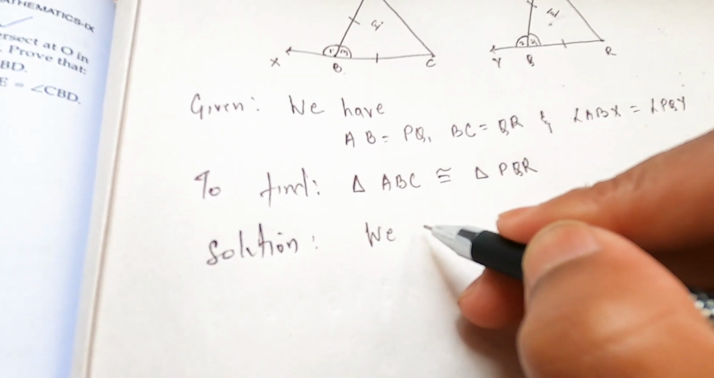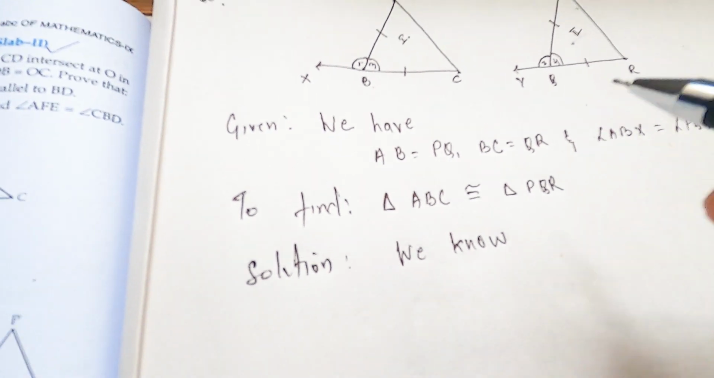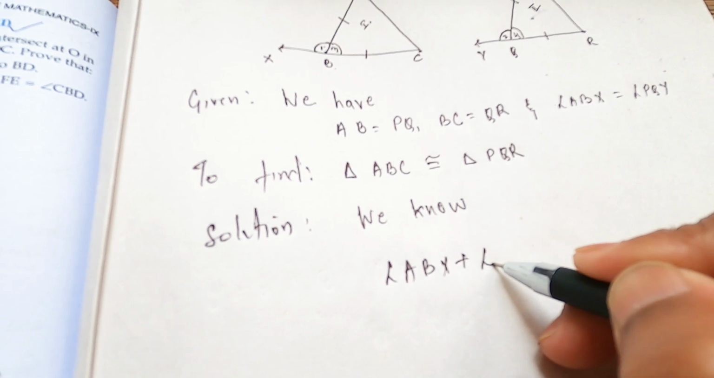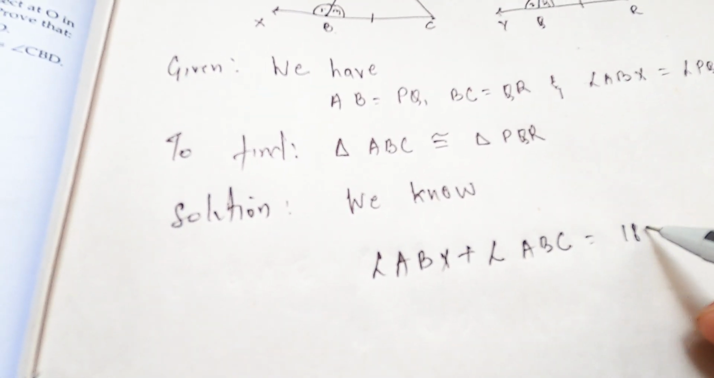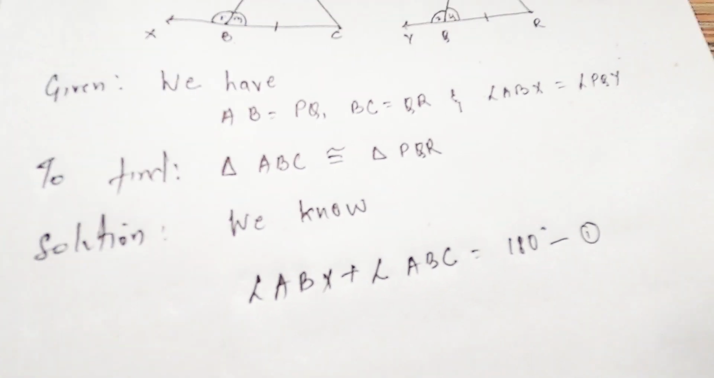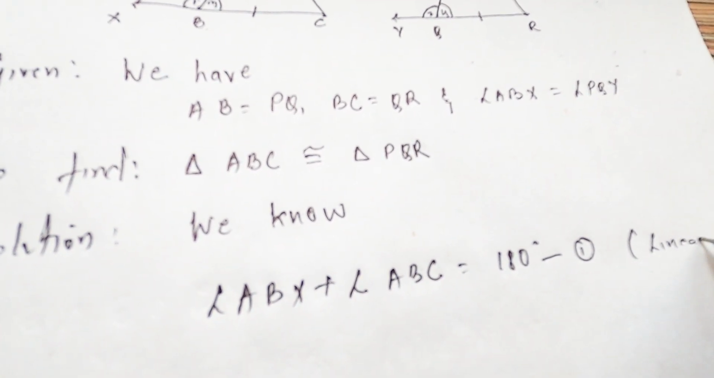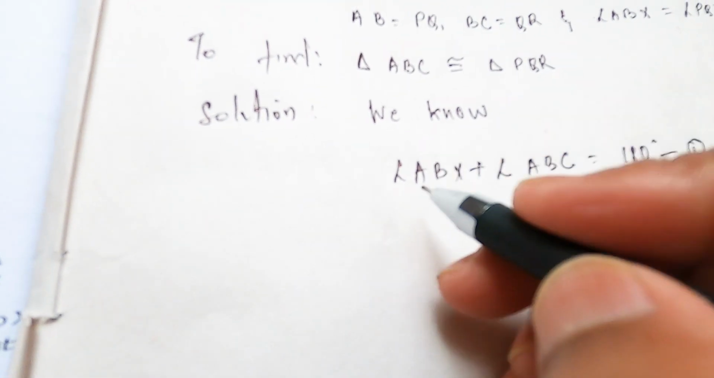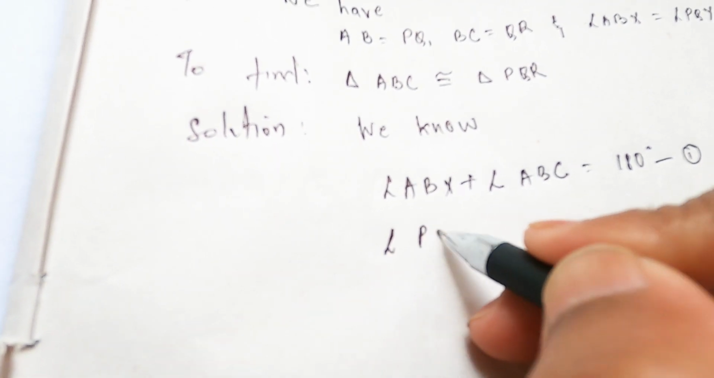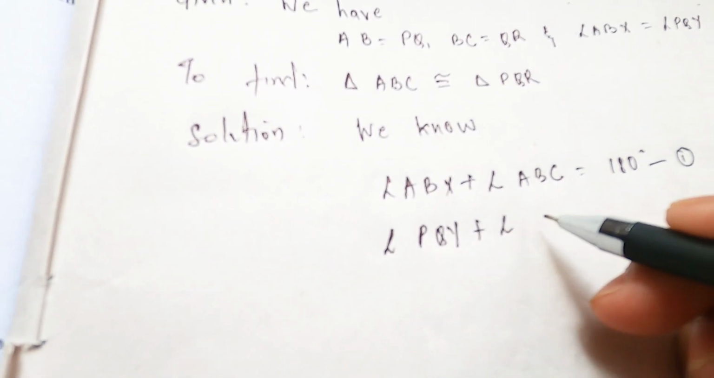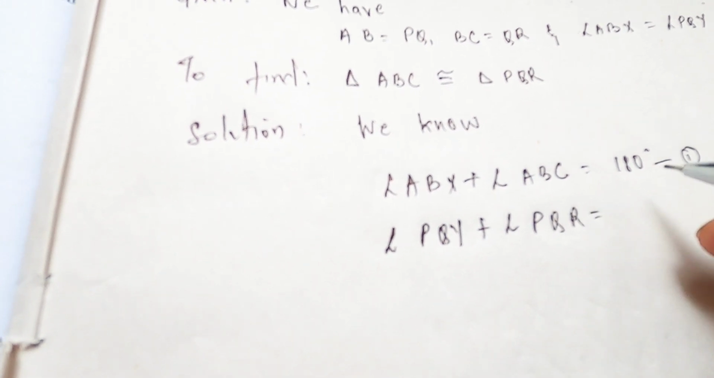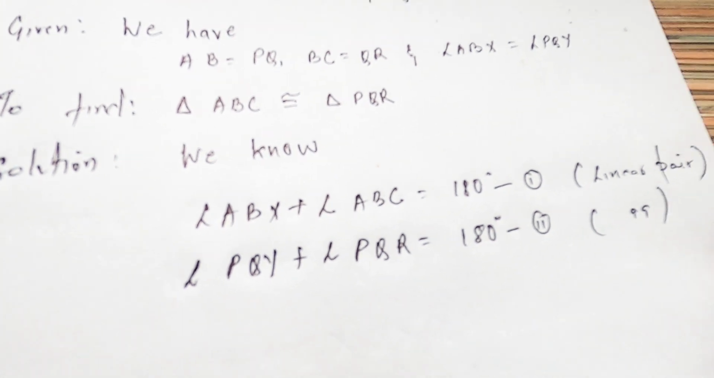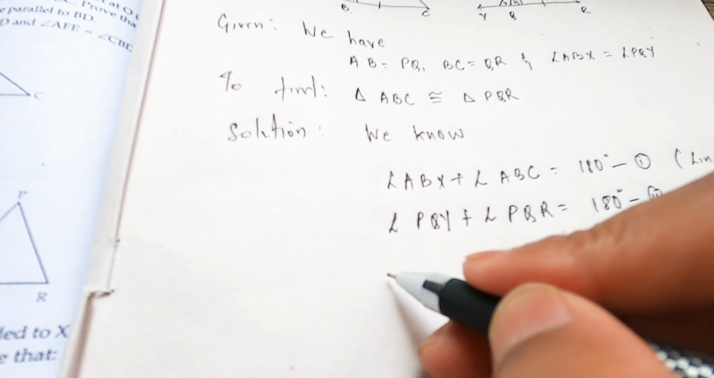So you write, we know angle ABX plus angle ABC is equal to 180. You name this as equation 1. Reason: linear pair. Again, in triangle number 2, angle PQY plus angle PQR is equal to 180. So we name this as equation 2. Reason: same, linear pair.